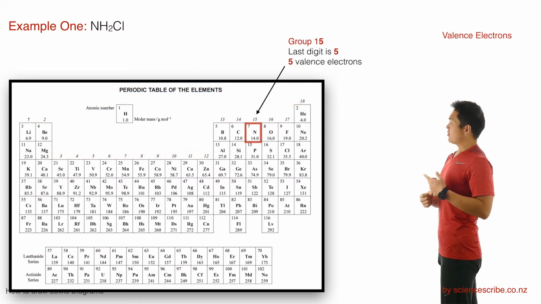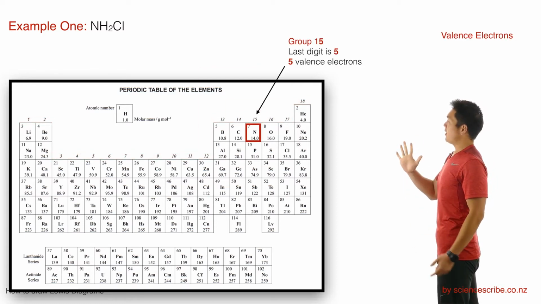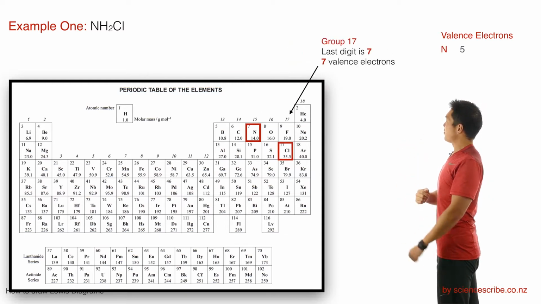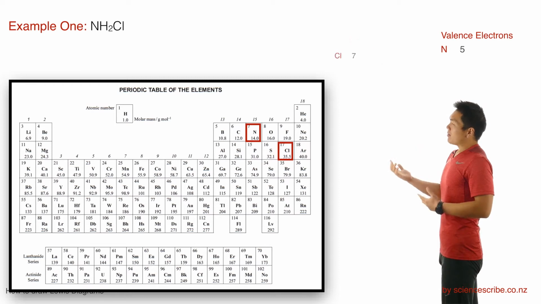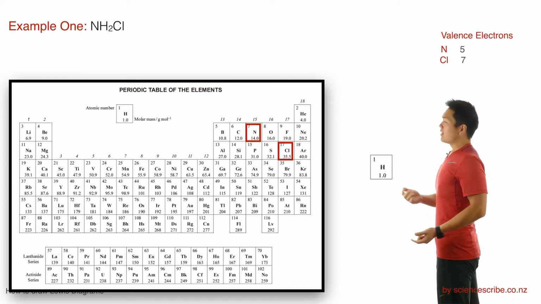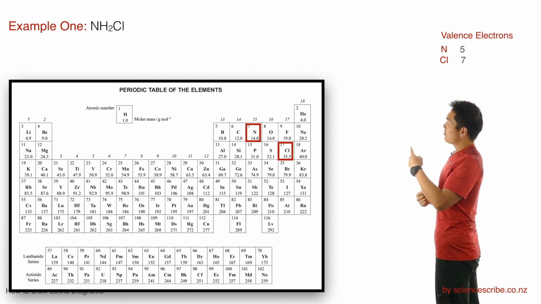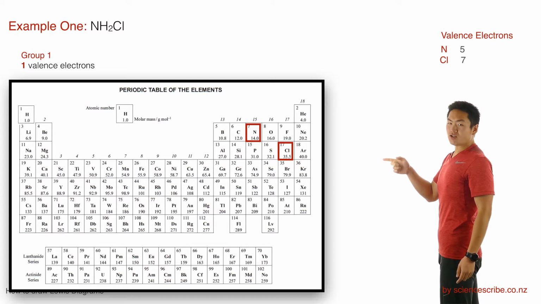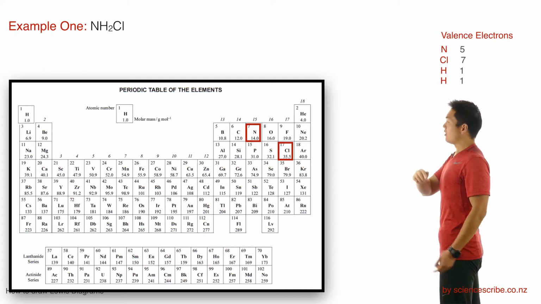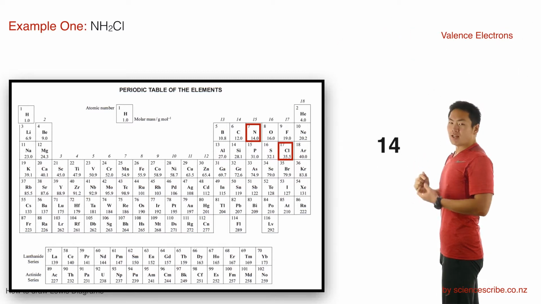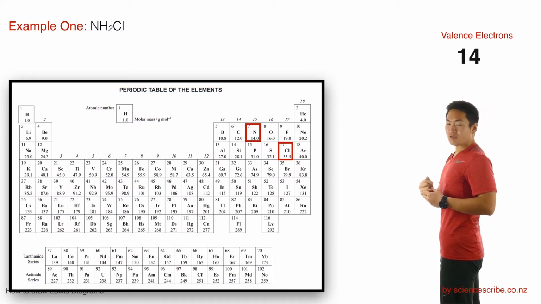I can see that nitrogen is in group 15, so it supplies 5 valence electrons. I take the last digit. I can see that chlorine is over in group 17, so I take the last digit again, so chlorine will supply 7 valence electrons. Even though hydrogen is usually shown in the middle there, it's actually considered a part of group 1, which means that each hydrogen will supply just 1 valence electron. I'm going to keep a note of these numbers after I total them up, so that gives me a total of 14 valence electrons to work with.